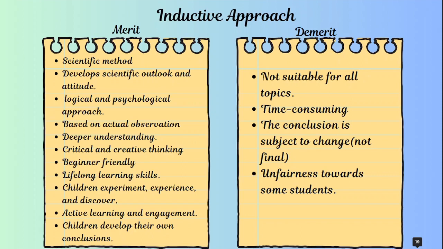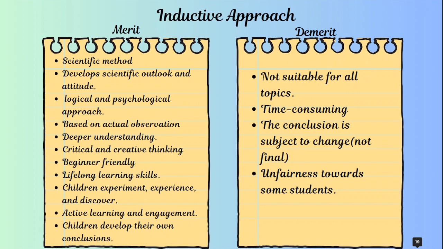So they develop a scientific attitude, they develop interest in science. Okay, and it is more like a logical and psychological approach, right? As they do things by themselves, it is based on actual observation, and they understand things in a better way. Okay, after that, the creative thinking and critical thinking of students develops, correct?